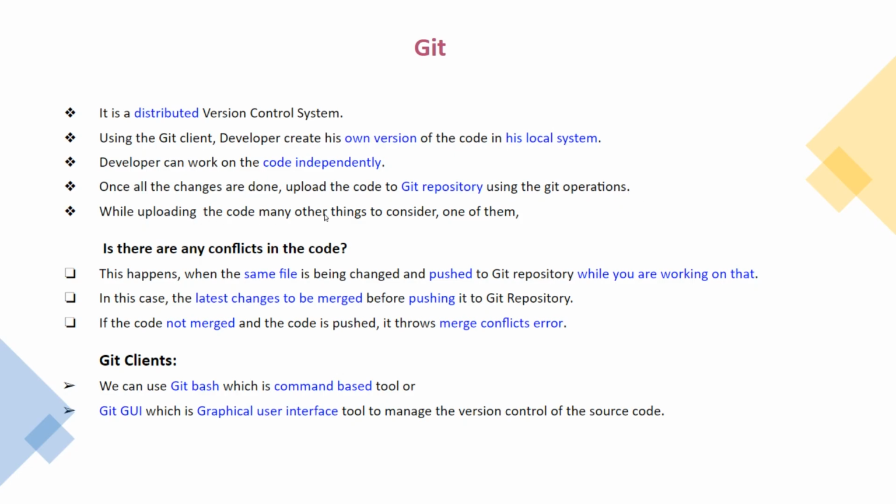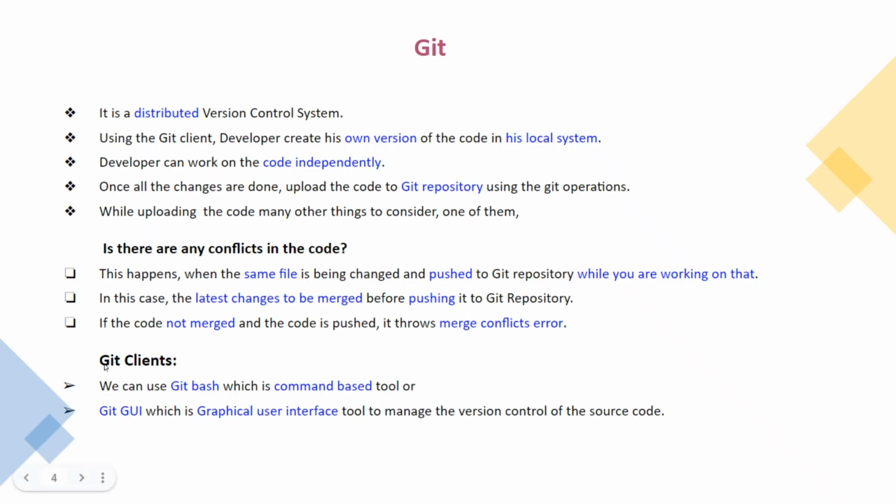While uploading the code, there are many other things to consider. One of them is, are there any conflicts in the code? This happens when the same file is being changed and pushed to the Git repository while you are working on it. In this case, the latest changes have to be merged before pushing to the Git repository. If the code is not merged and is pushed, it throws a merge conflict error.